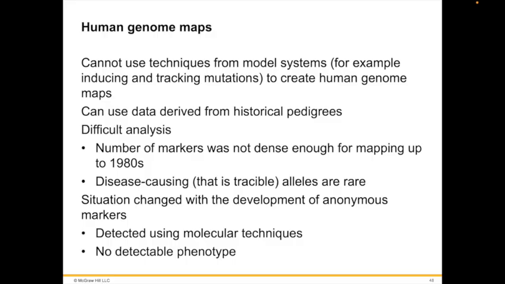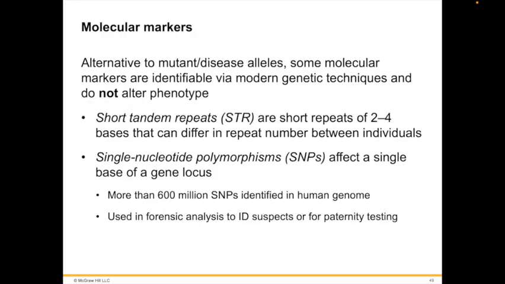This situation changed with the identification of differences in DNA between individuals that do not alter phenotype. One widely used kind of marker is the short tandem repeat, or STR. These are short repeats of 2 to 4 bases that differ in the repeat number between individuals. These have been used in genetic mapping and also form the basis for databases used in the forensic analysis of DNA. Molecular markers have evolved with technology and allow the production of a human genetic map that would have been unthinkable 30 years ago. So, short tandem repeats.